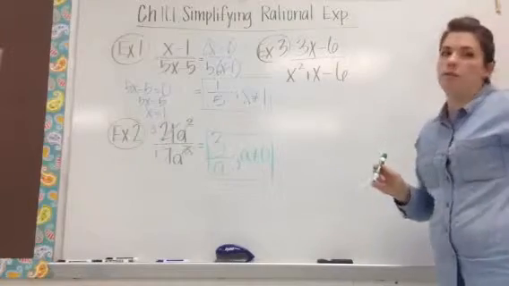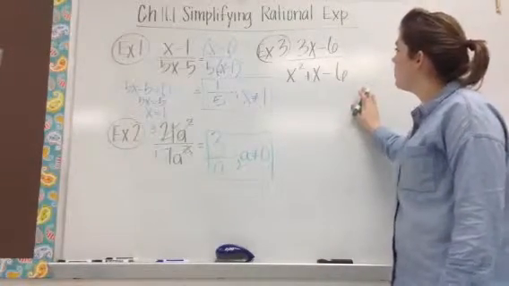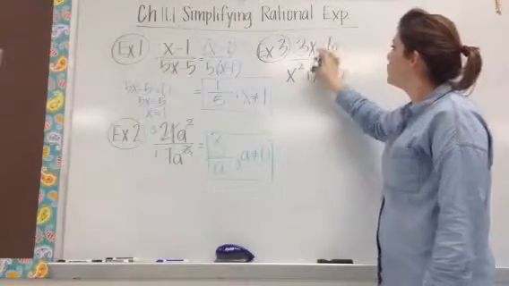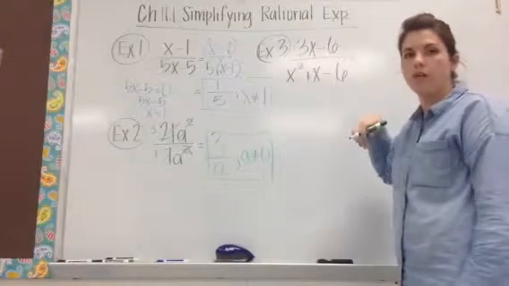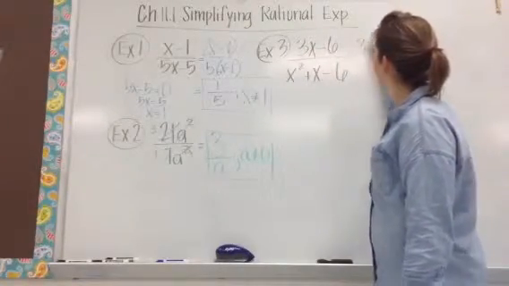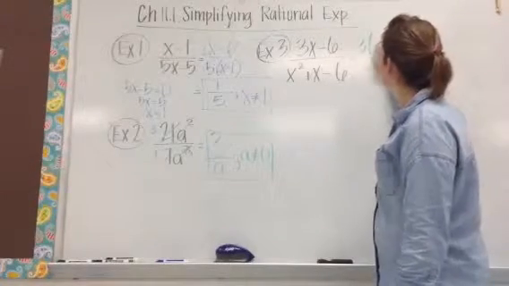For example 3, we still want to factor. So we are going to factor the top. When there's 2 terms, you're probably going to look for a GCF. And in this case, we've got a 3 and a 6, so that's going to be a 3. And you're left with x minus 2. 6 divided by 3 is 2.